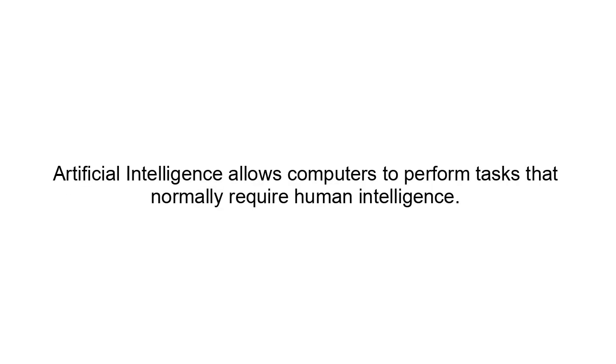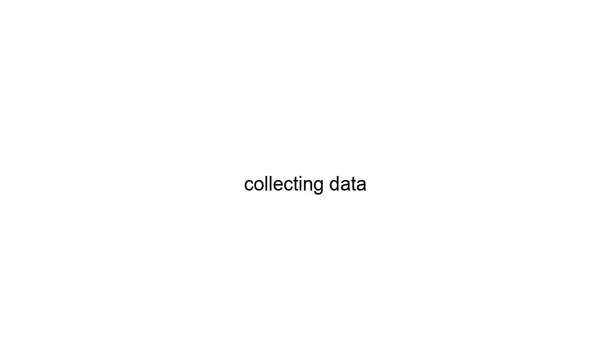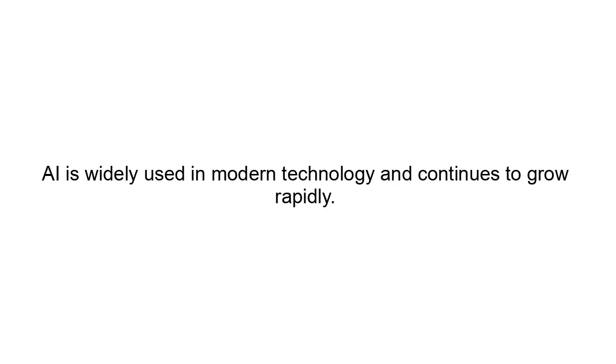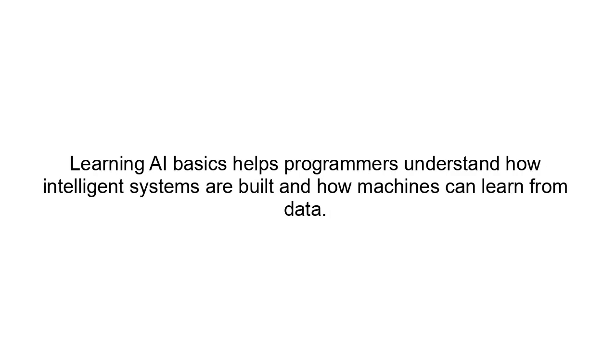Final summary: artificial intelligence allows computers to perform tasks that normally require human intelligence. AI systems work by collecting data, learning patterns from data, making predictions or decisions. AI is widely used in modern technology and continues to grow rapidly. Learning AI basics helps programmers understand how intelligent systems are built and how machines can learn from data.